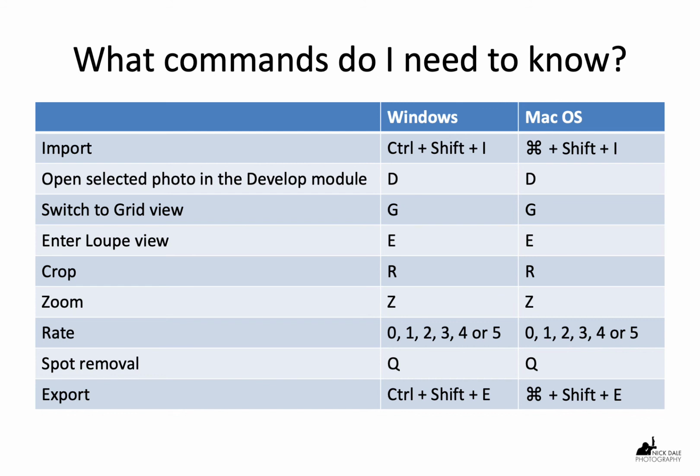The loupe view is when you stay in the library module, but you select only one picture to be full screen. So you can stay in the library module and press E and then G to get back to grid view, and then E again. The advantage of pressing E is that you get access to the metadata on the right-hand side. So you can change the title or the keywords for a particular image. If you crop an image, again it's the same, so R in Windows and on the Mac, and zoom is also the same, it's Z.